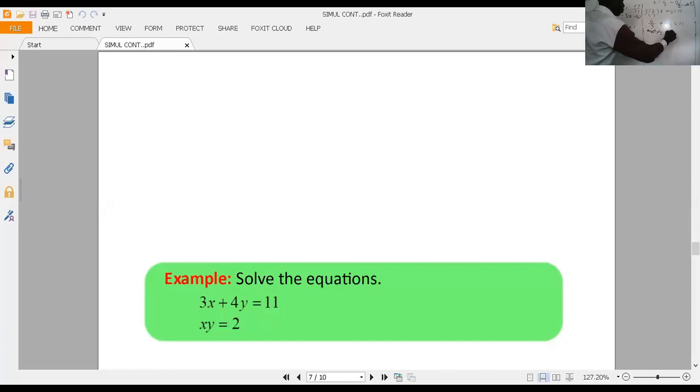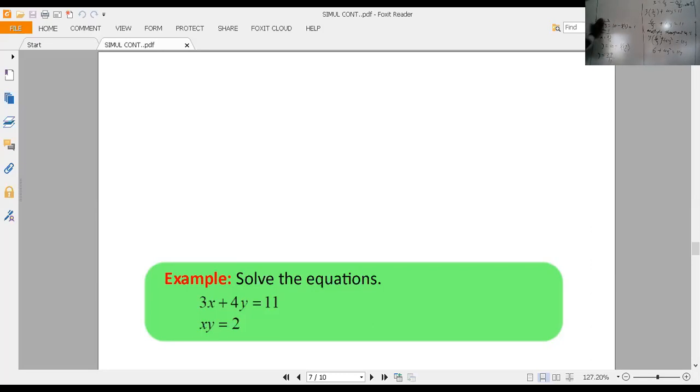Multiply throughout using y. So we'll have y into 6 over y. This will turn to 4x squared, then 11y. Of course, this will now give you 6 plus 4y squared is equals to 11y.